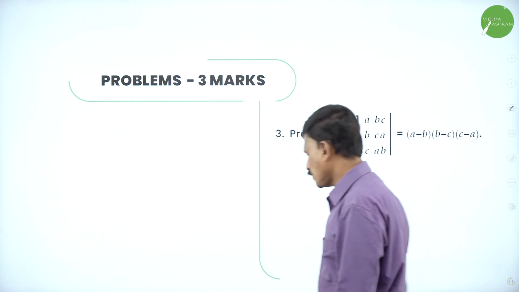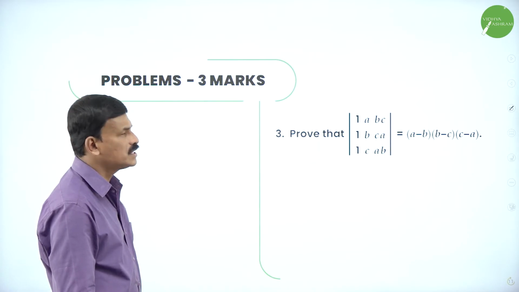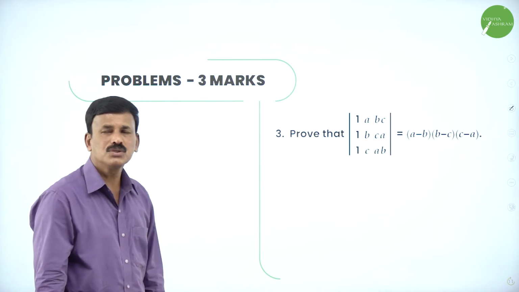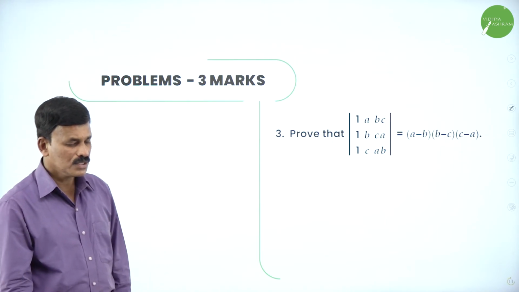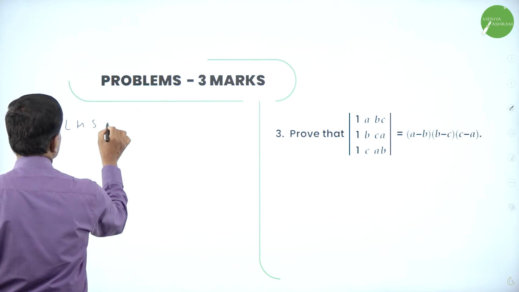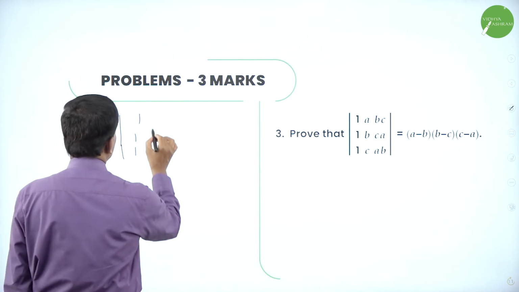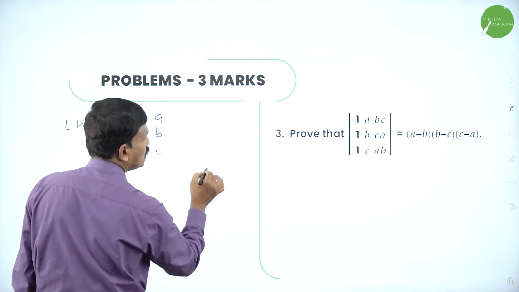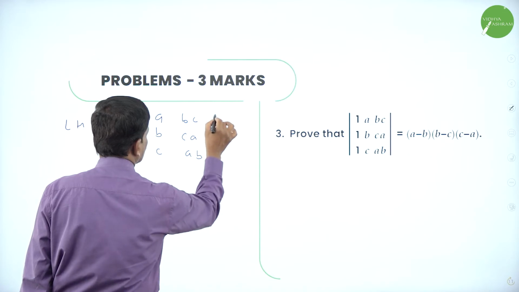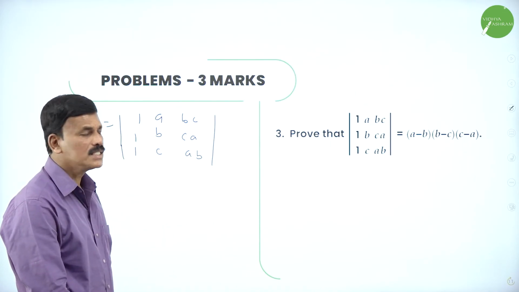Let us take this problem. Prove that the determinant 1, 1, 1, a, b, c, bc, ca, ab is equal to (a minus b)(b minus c)(c minus a). So, this is also a very important problem. Here, let us take the LHS first. LHS: 1, 1, 1, a, b, c, bc, ca and ab. Now what answer do you want to get? a minus b, b minus c and c minus a.